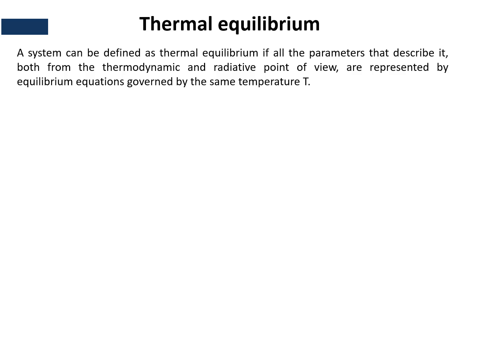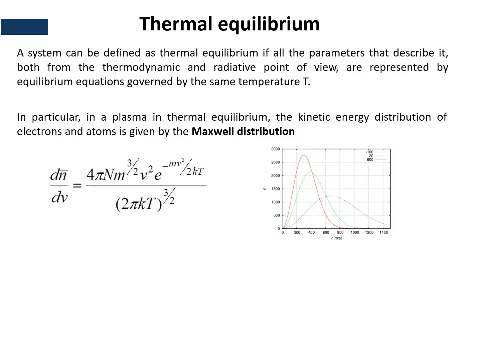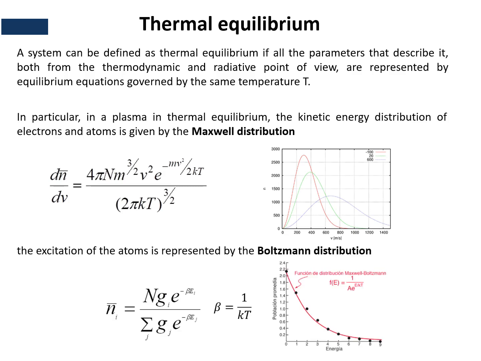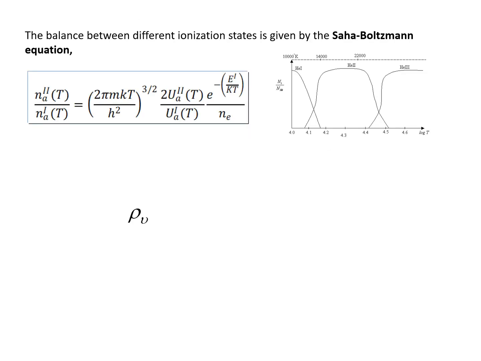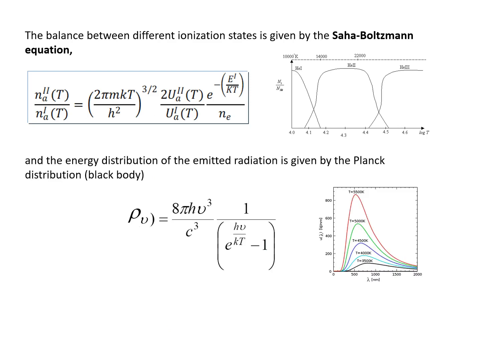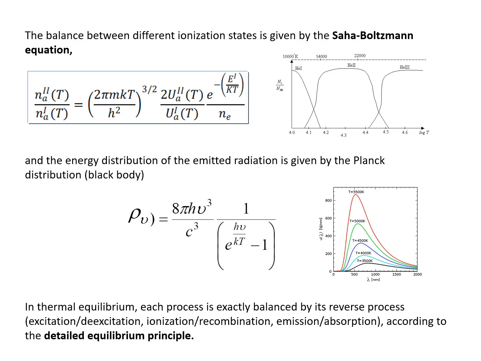In particular, in a plasma in thermal equilibrium, the kinetic energy distribution of electrons and atoms is given by the Maxwell distribution. The excitation of the atoms follows the Boltzmann distribution. The balance between different ionization states is given by the Saha-Boltzmann equation. And the energy distribution of the emitted radiation is given by the Planck equation, black body. In thermal equilibrium, each process is exactly balanced by its reverse process, excitation/de-excitation, ionization/recombination, emission/absorption, according to the detailed equilibrium principle.